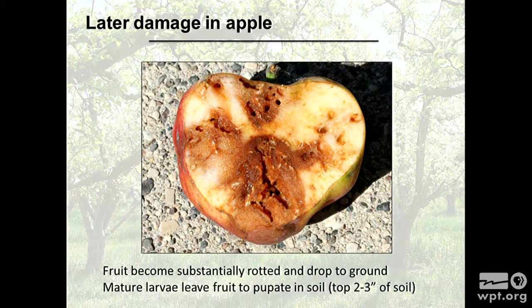And what happens is that the fruit will then drop to the ground, which is perfect because the larvae tend to go out of the fruit and pupate under the leaf litter. So it's perfect for them. And they'll pupate in the top 2 to 3 inches of the soil.